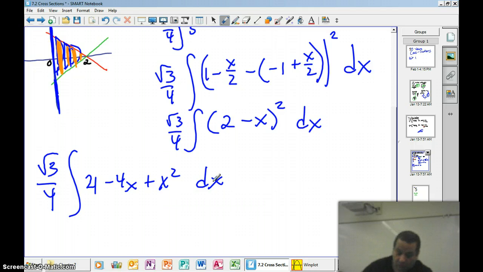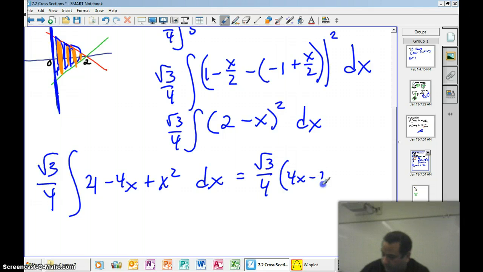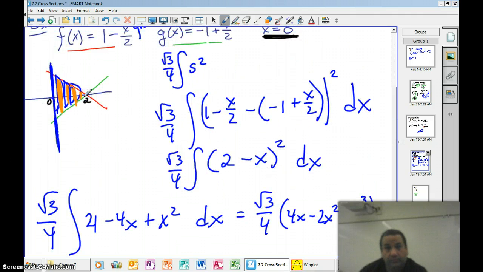Now we're going to take the integral. We integrate and we get square root of 3 over 4 times: this becomes 4x, this becomes negative 4x squared over 2, or negative 2x squared, and then this one becomes plus x cubed over 3, all evaluated. And by the way, it's from 0 to 2. All right? 0 to 2.